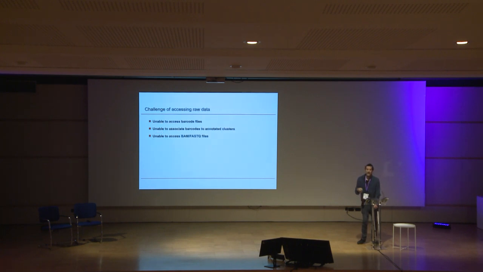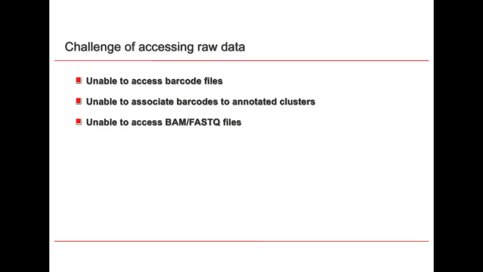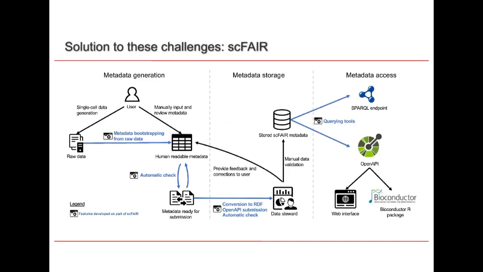And then, we also need access to the barcode files if we want to reanalyze datasets. We need to link the barcodes of the cells to the annotated clusters, which is not always available. We need to access the BAM file and the FASTQ file, and sometimes the files were corrupted on SRA and we couldn't use them.